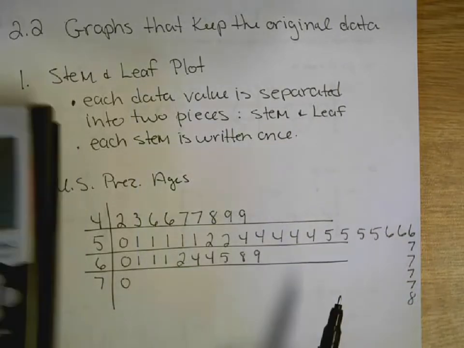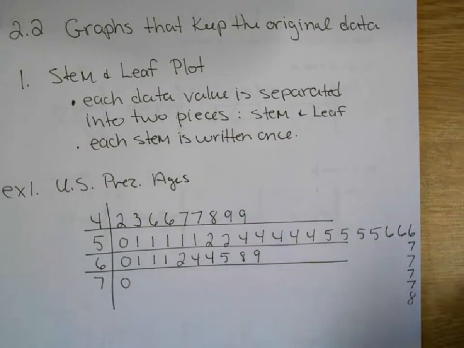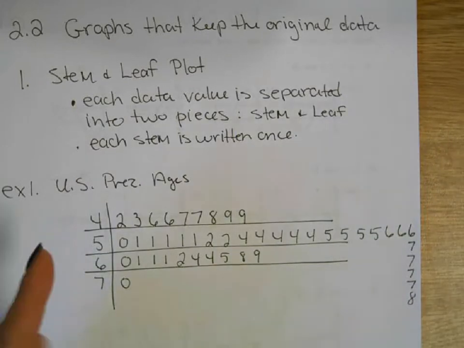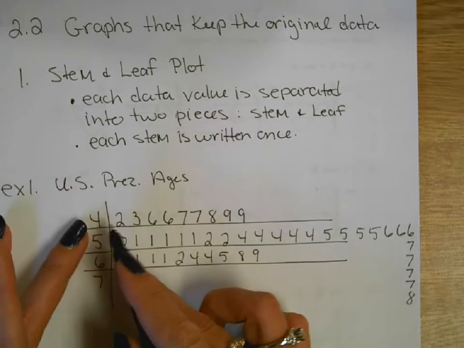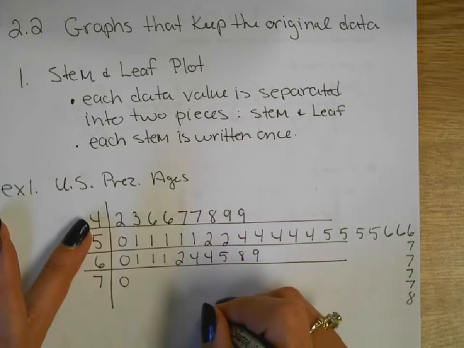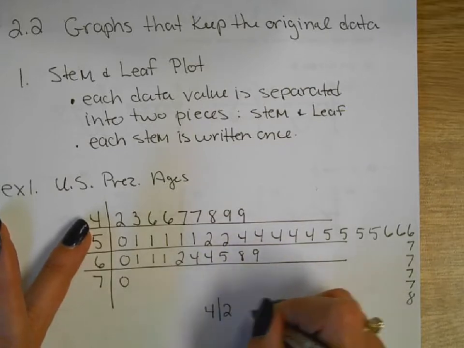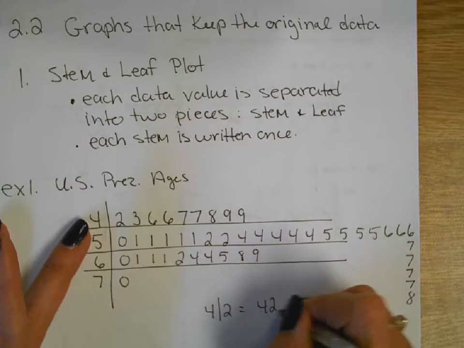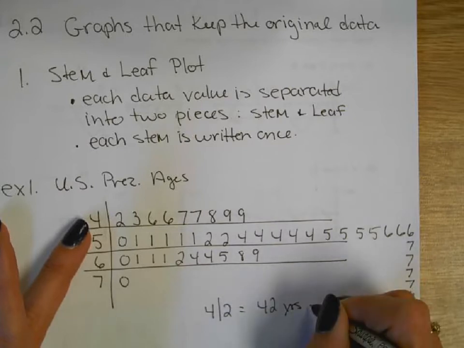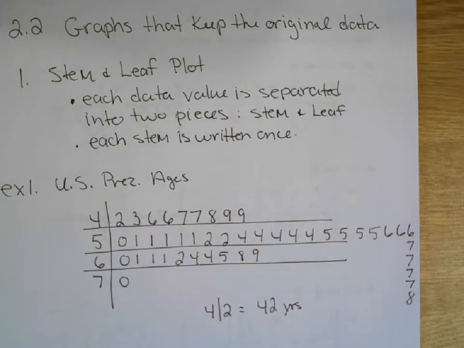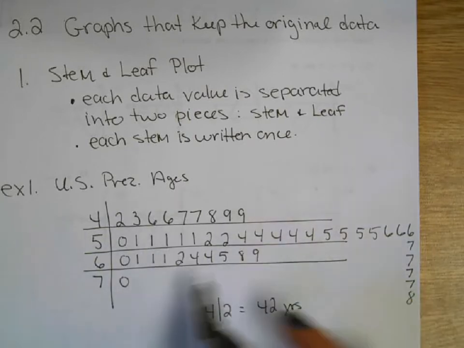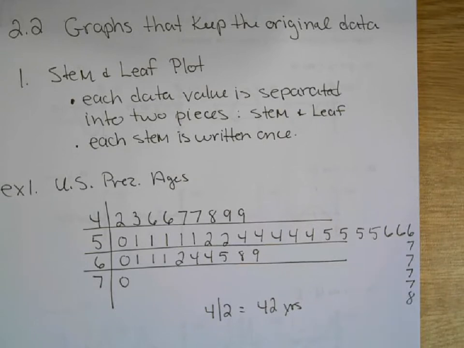Then usually with a stem and leaf, you'll see a legend that will tell you what this represents. They'll either take the first number or the last number in it, but 4 bar 2 is equivalent to 42 years old, so that people know what that represents. All 45 presidents are represented in our graph, if I counted that out right.